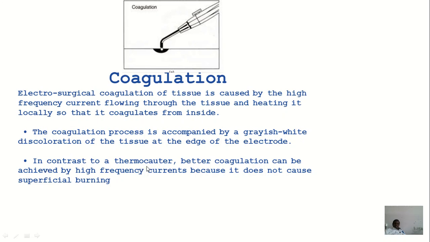In contrast to the thermocutter, better coagulation can be achieved by high frequency currents because it does not cause superficial burning. Superficial burning is not caused. So that's why we are using coagulation.